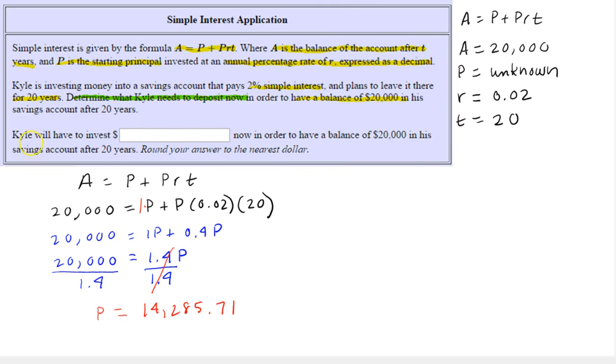So now I'm going to look at the directions. Kyle will have to invest blank dollars now in order to have this balance. That's what we just solved for, and it said round your answer to the nearest dollar. So the ones place is the dollars place. So this is a 7. 71 cents would round up to $14,286.